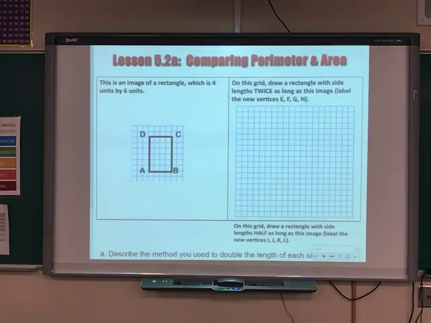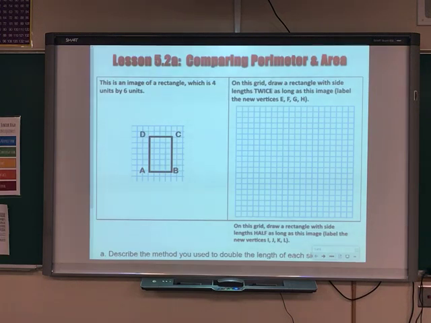We're going to begin with a rectangle that is 4 by 6. In other words, it's 4 units across and 6 units in height. We're going to, on another piece of grid paper, draw a rectangle with side lengths that are twice as long as that, labeling the new vertices as E, F, G, and H. And we're also going to draw a rectangle with side lengths half as long, and they're going to be labeled with vertices I, J, K, and L.